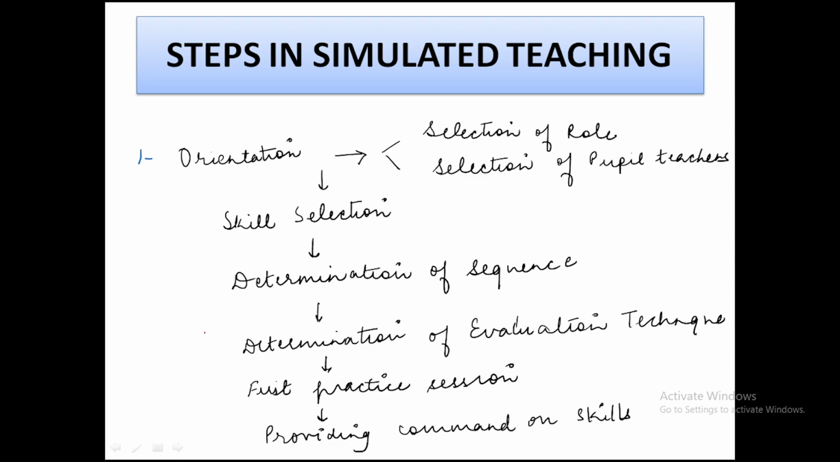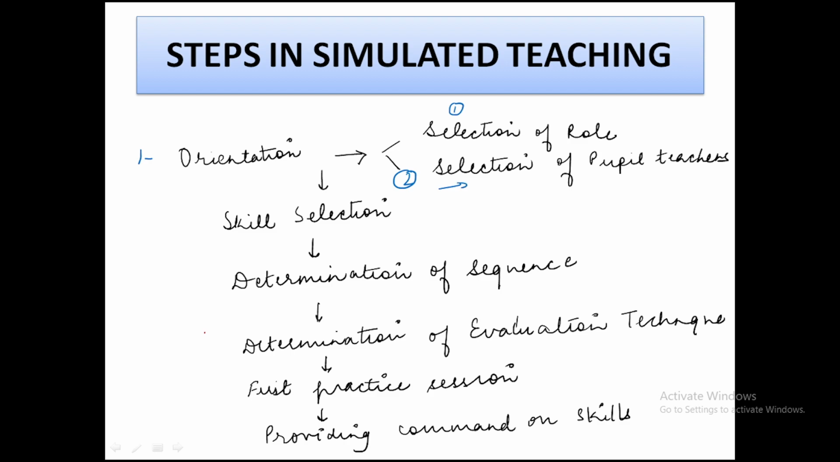In this you can say there are two main things. First, after telling about simulated teaching, they will select the roles, which kind of roles are to be played and how they will play. And second, the selection of pupil teachers, that who will become teacher, who will become student, who will become observer.